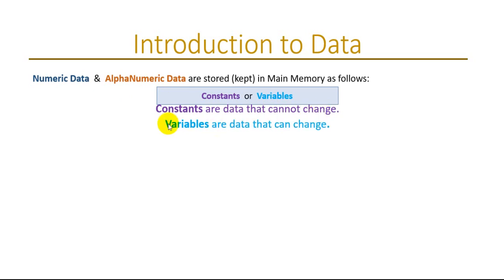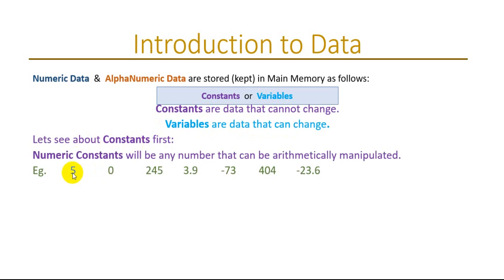And variables are data that can change. So constants can't change, variables can change. Let's see how that is. Let's see about constants first. If you look at our previous example, these are called numeric constants. Why? Because these are numeric data, which can be arithmetically manipulated. You can add, subtract, multiply, do anything, and therefore they are numeric data.